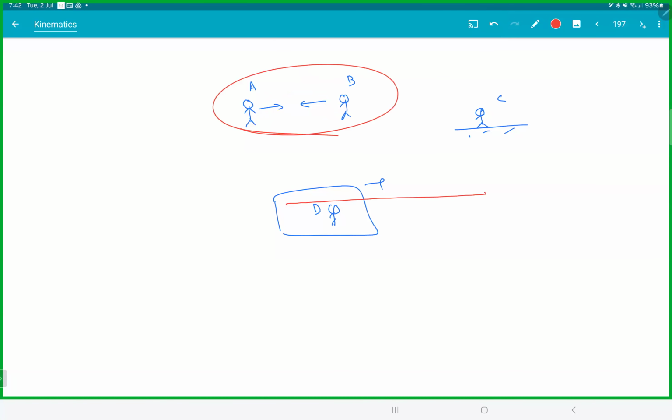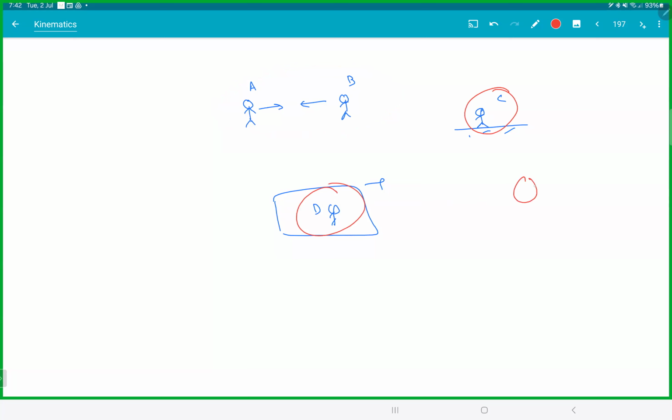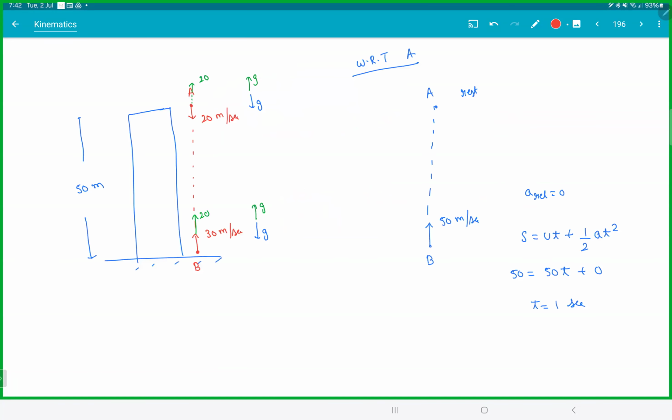The time taken for A and B to meet will depend only on A and B. Whether you're looking from the ground, from a train, or from a plane, that should not change the time for A and B to meet. That means in the ground frame also the time will remain the same. So that is one important thing: time in all frames will remain the same. Whether you're standing on the ground, on A, or on B, it won't matter. In any frame, the time will remain the same.